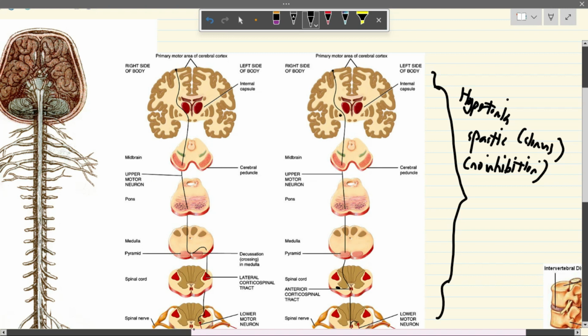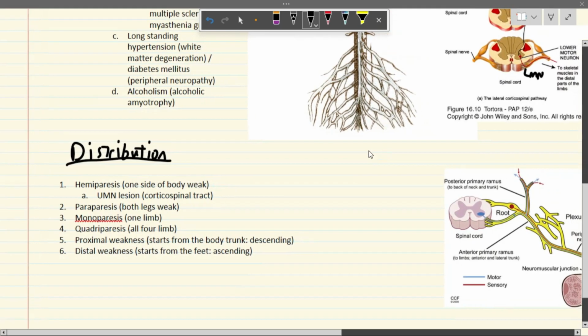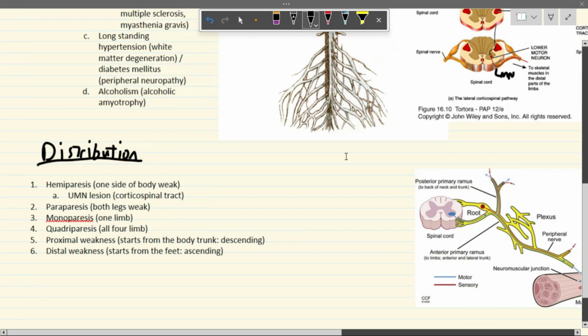Babinski sign. Another type of paralysis is the flaccid paralysis, which means it occurs in the lower motor neuron. So LMN lesion causes flaccid paralysis because the inhibitory neurons are not affected. So paraparesis means both legs are weak.